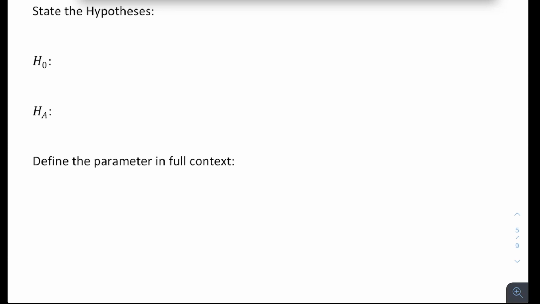Let's now state the hypotheses for this test and define the parameter in full context. As usual, the parameter for this test is μd, and we're testing if there's a difference between them, aka is the difference between them non-zero. So we're going to assume that they're the same and hopefully conclude that they are different. The parameter is a population mean difference.